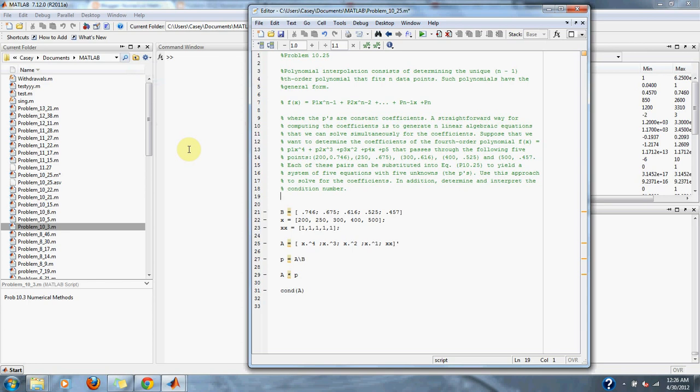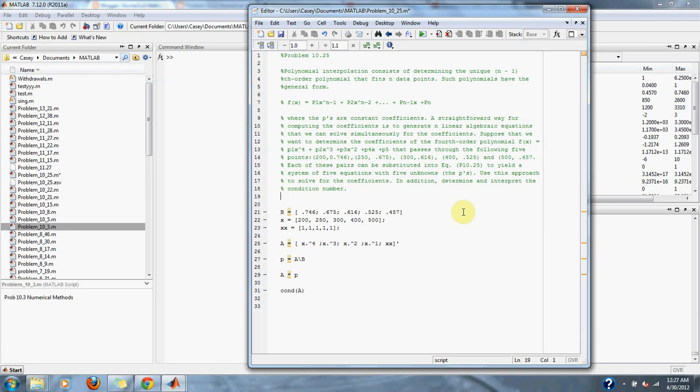0.457. Each of these pairs can be substituted into equation 10.25 to yield a system of 5 equations with 5 unknowns, the p's. Use the approach to solve for the coefficients. In addition, determine and interpret the condition number.